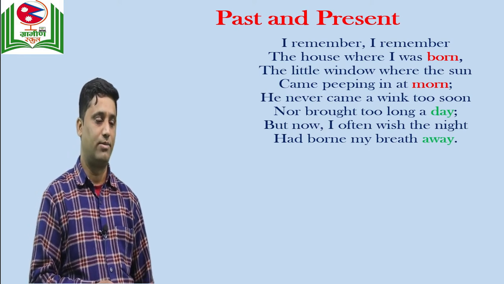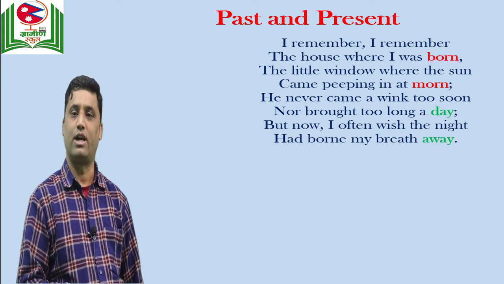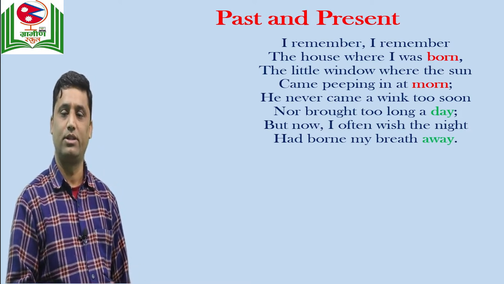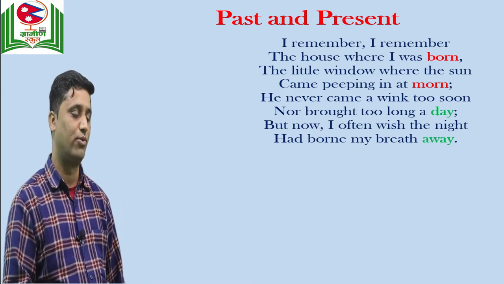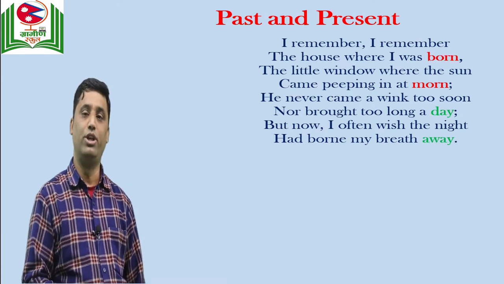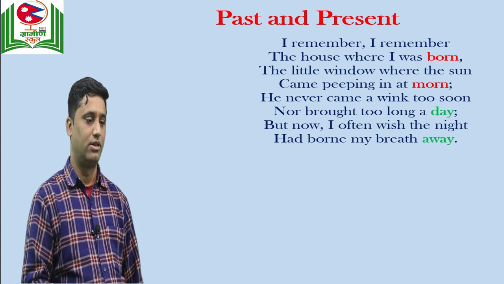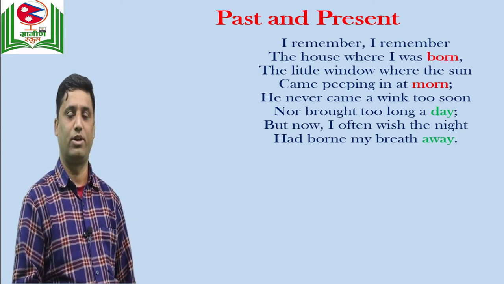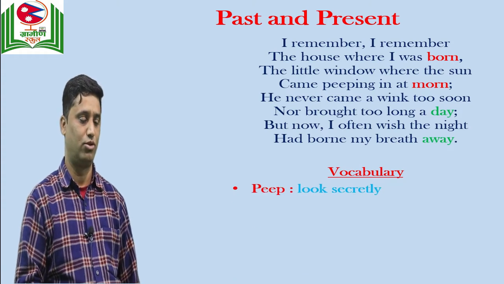Looking at the lines of this poem, the poet remembers his house. There are 2 things he remembers. The first thing he remembers is the house where he was born. And the second thing he remembers is the window from where the sun rays would enter, right? You can also find some of the words here difficult. Just see the words which you need to know.